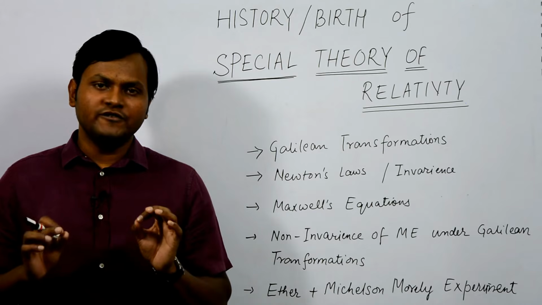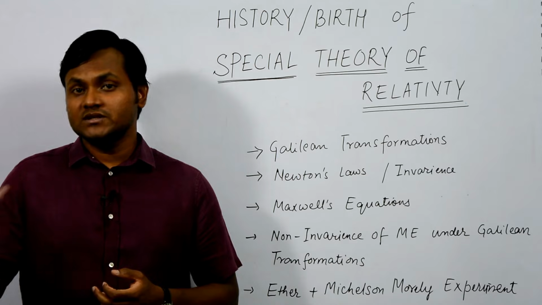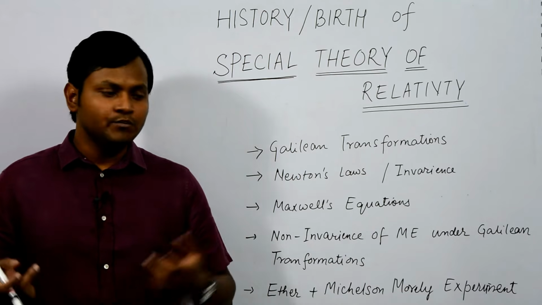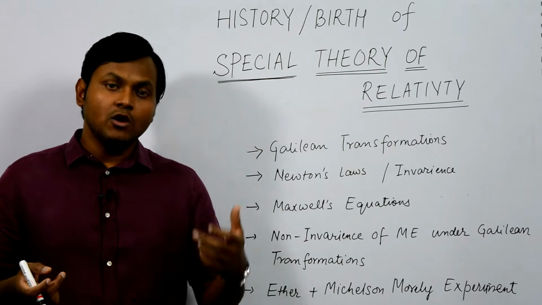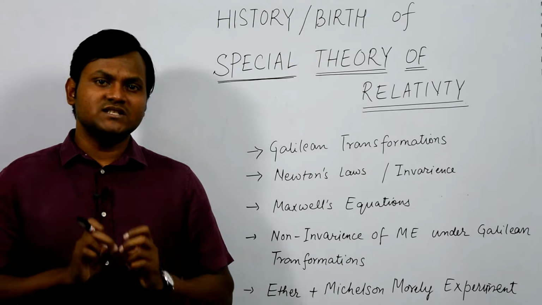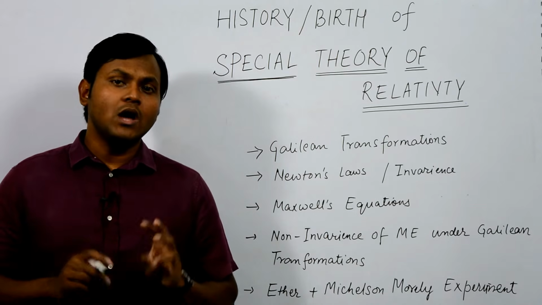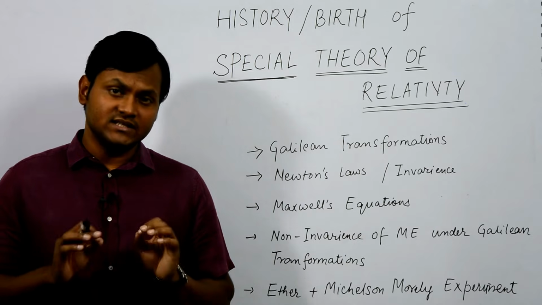So at that point of time, two major domains of physics: one, Newton's laws, which successfully explained mechanical behavior; another, Maxwell's equations, which explained electromagnetic behavior, showed a certain inconsistency under Galilean transformation. I'll end the video by talking about how to make sense of these inconsistencies.